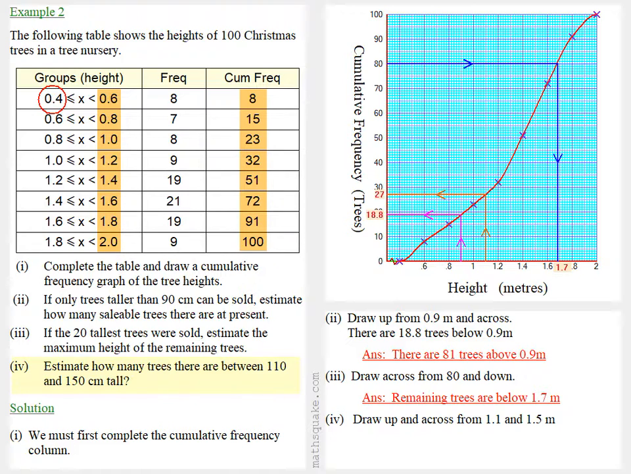Now if we find 1.5 on the x-axis and look up and across, that comes out to 61.5 trees. So the number of trees between them are 61.5 minus 27, which is 34.5 trees, which means the total number of trees between the two heights is 34.